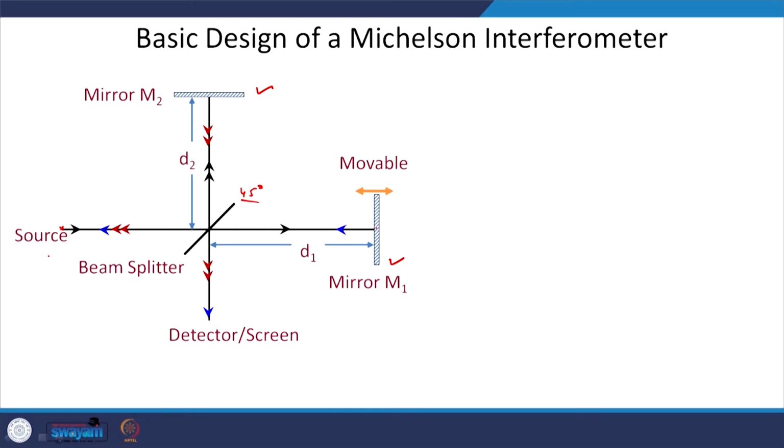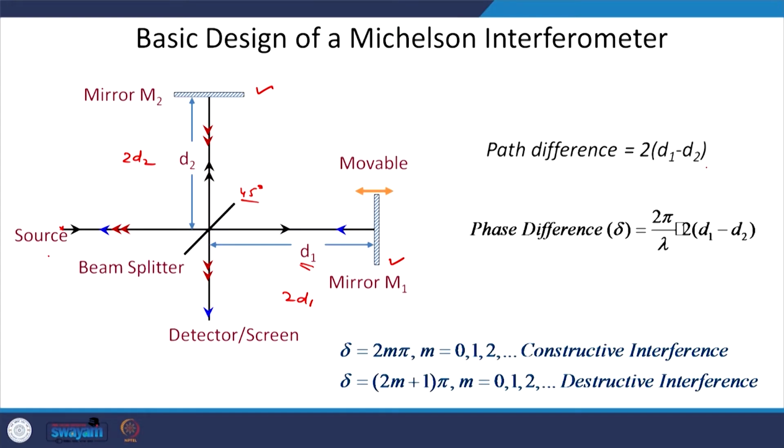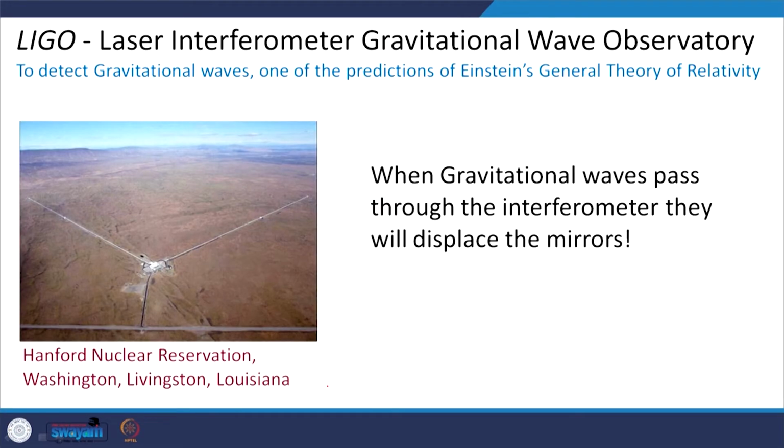The light which goes there, say to mirror M1 placed at a distance d1 from this beam splitter, goes there and comes back. So, it travels 2 d1. Similarly, here it becomes 2 d2. This is the path difference. So, you have a path difference of 2 times (d1 minus d2) for the light which got reflected. The phase difference is related to it as 2 pi by lambda into 2 (d1 minus d2). So, this was the condition, and we can always convert it to the condition for path difference.